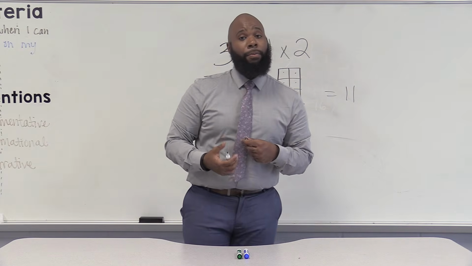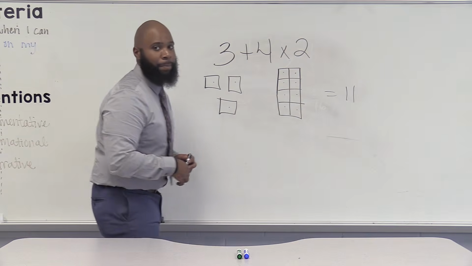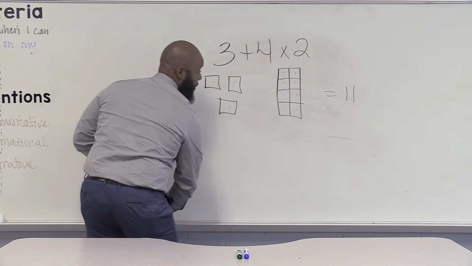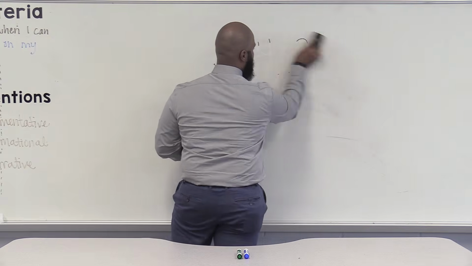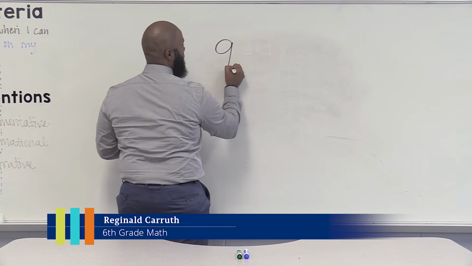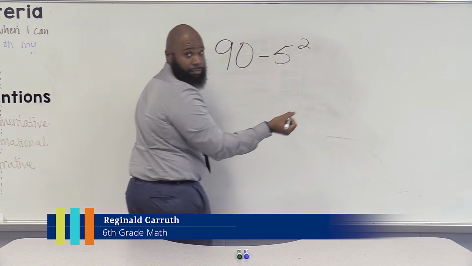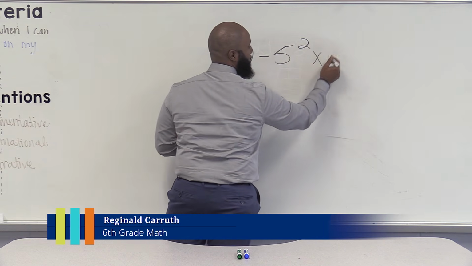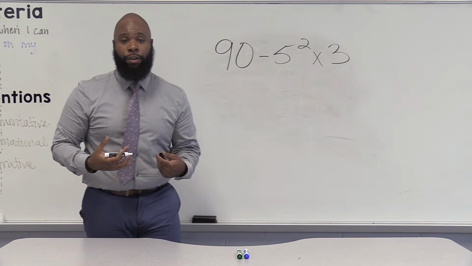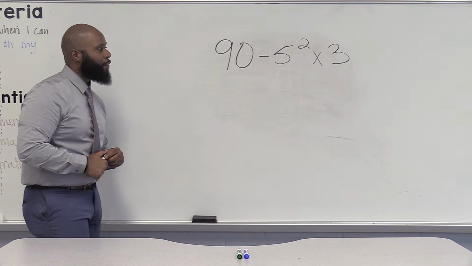So we're going to try a problem with exponents in it. I want you to write this problem on your paper: 90 minus 5 squared times 3. And I'm going to write it up here. 90 minus 5 squared times 3. Thinking about the order of operations, what do we do first? I want you to try to solve this problem. What should we do first?